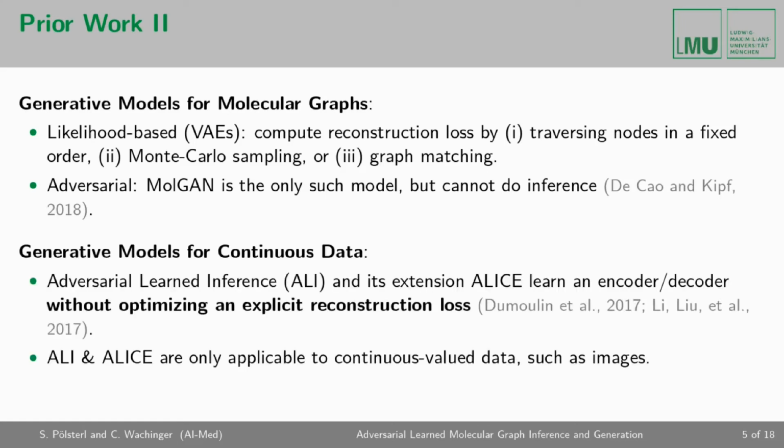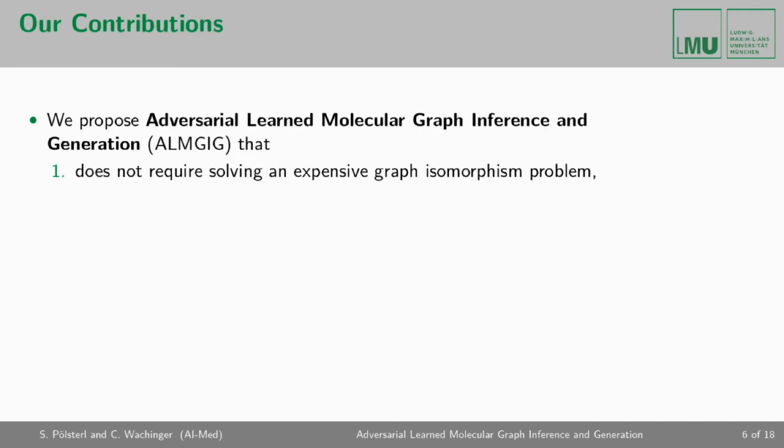In other areas of machine learning, people proposed adversarial learned inference and extensions, which do not require optimizing an explicit reconstruction loss to train an encoder-decoder pair. However, these approaches are only applicable to continuous valued data, such as images, and not to discrete data, such as graphs we are dealing with here.